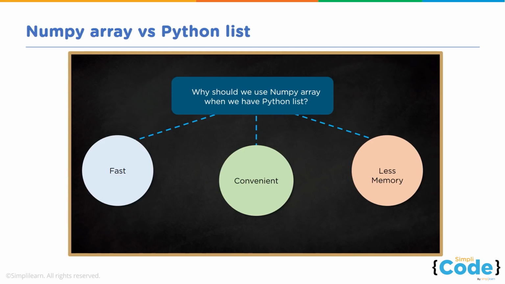So back to our NumPy Array versus Python list. Python list being the basic list in your Python. Why should we use NumPy Array when we have Python list? Well, first, it's fast. The NumPy Array has been optimized over years and years by multiple programmers, and it's usually very quick compared to the basic Python list setup. It's convenient, so it has a lot of functionality in there that's not in the basic Python list. And it also uses less memory, so it's optimized both for speed and memory use.